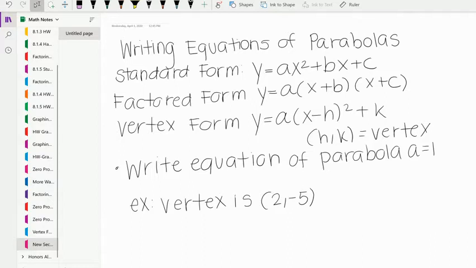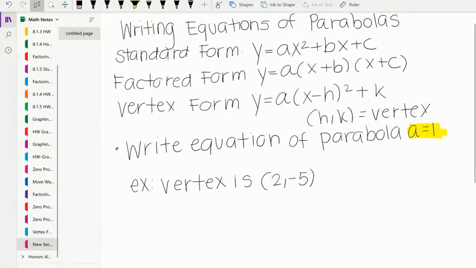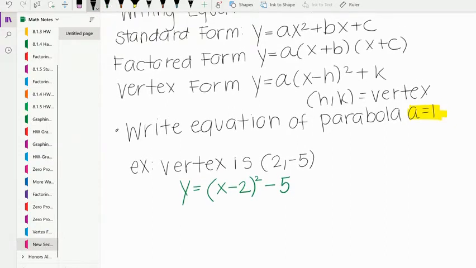So what we want to do is pick the form that makes the most sense. Since we're given the vertex, and again, a equals 1, so we don't have to worry about that, we probably want to put it in vertex form. So it would be y equals, a is just 1, and then it would be (x minus 2) squared, because it's always the opposite of h, and then minus 5. And that's it.